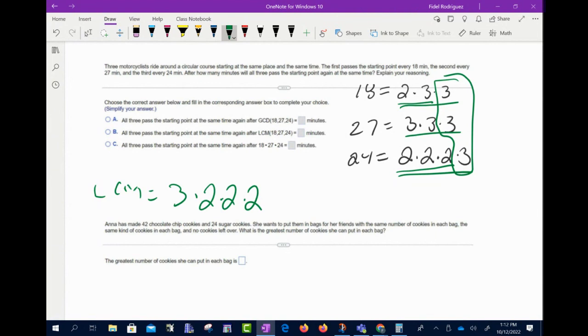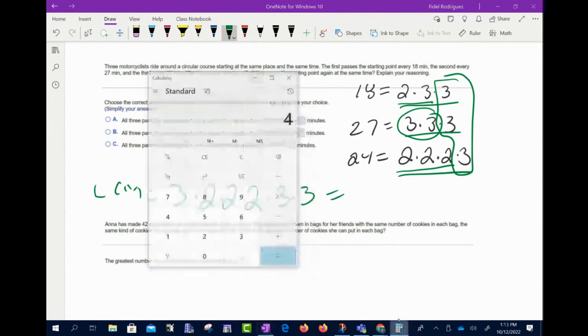And then I would say, how many more 3's do I need? Well, which is the one that had the most 3's? This one did, but I've already used one. I only need 2 more, okay? So I'm only using the factors where I have them the greatest number of times, okay?